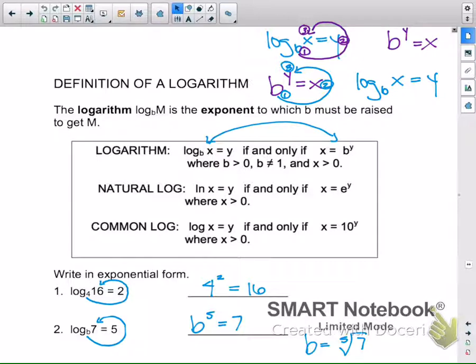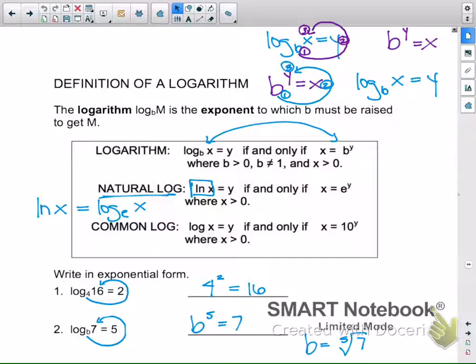Before we go on to any more, just the other 2 definitions here. We've all seen the natural log, the ln, before. I don't like how they write it here. Really what you need to know is that the ln is equal to the log base e.